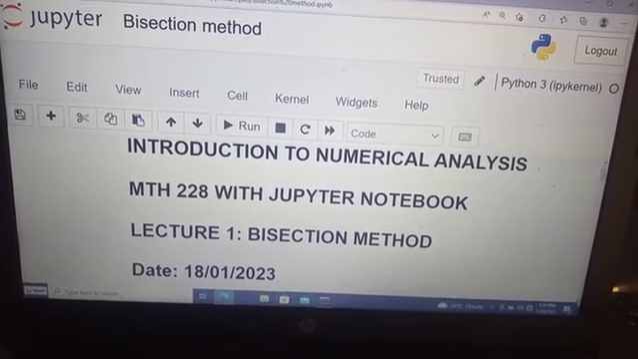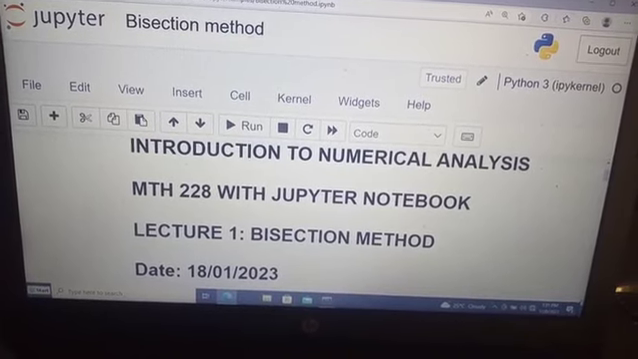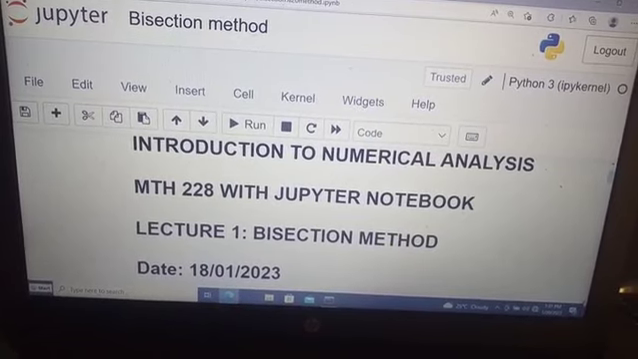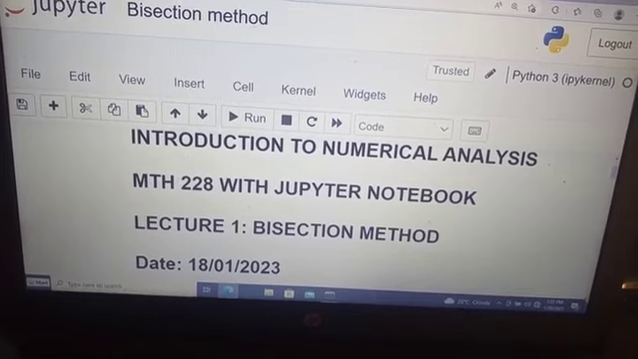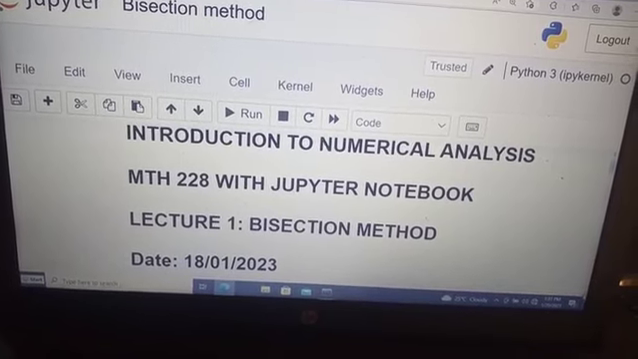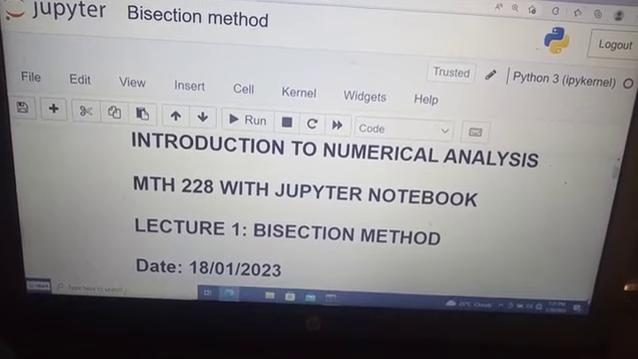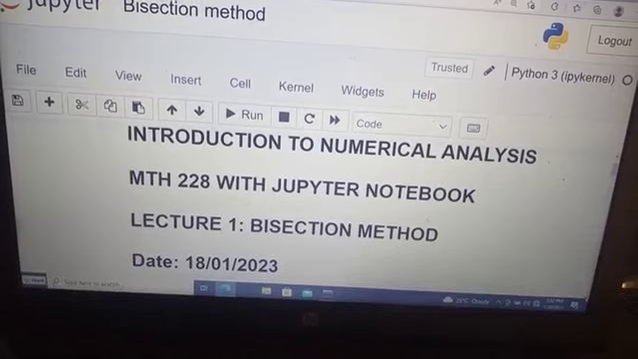We want to look at Introduction to Numerical Analysis, NT 228, using Jupyter Notebook. Our first lecture is on the bisection method. The bisection method is a technique we use in tracking the root of a nonlinear function which lies between two given points.